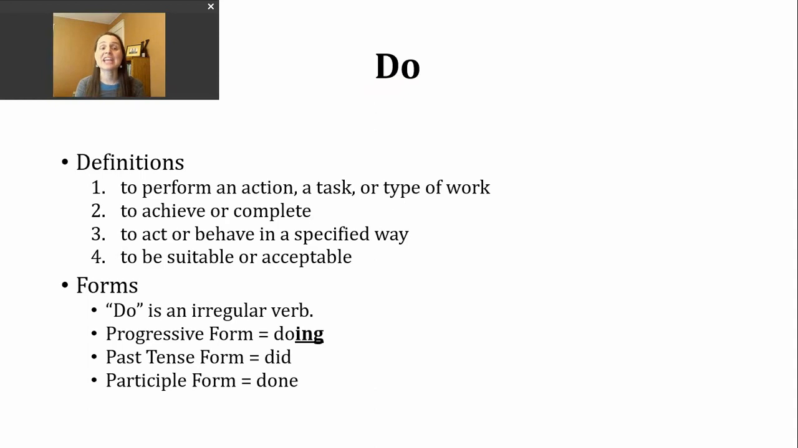You should know that do is an irregular verb. To make the progressive tense, we're just going to add ing to the end to form doing. The past tense form of this verb has a different spelling. It's did, D-I-D. And the participle form of the verb is pronounced done, D-O-N-E.